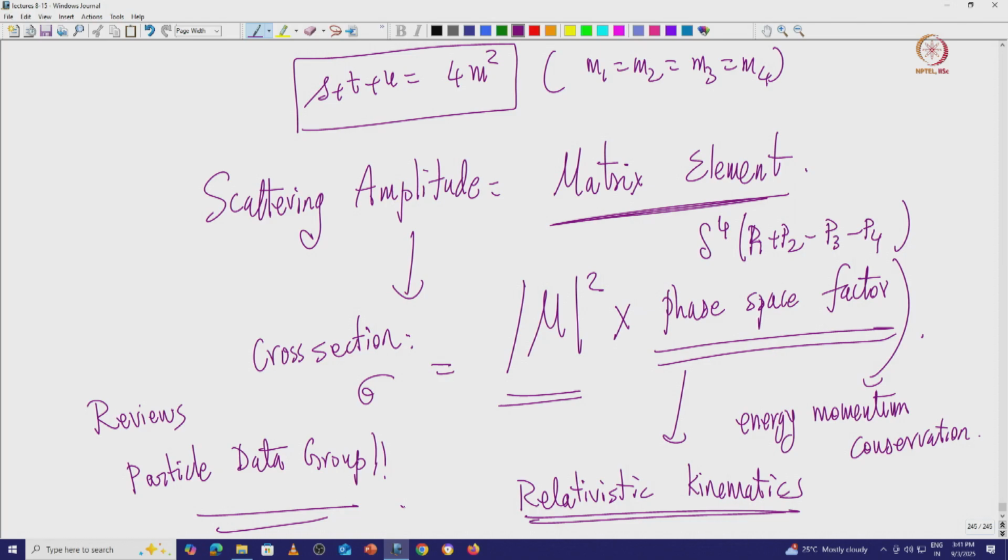So for the present we will not focus on it, we will mention it when required, okay. But what we will be more concerned with is computing this matrix element through these Feynman rules which we have seen essentially.